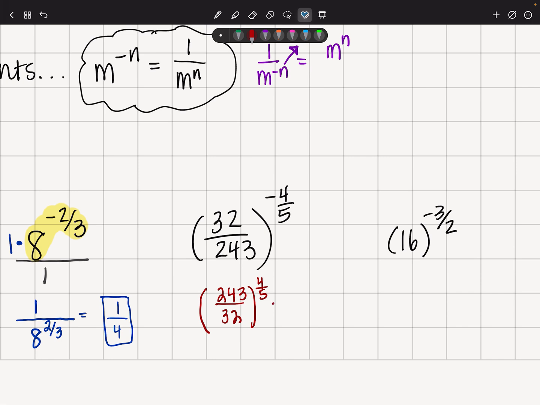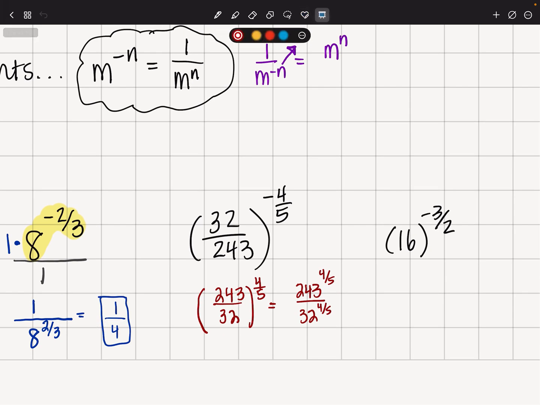That's the same thing as 243 raised to the 4/5 power over 32 raised to the 4/5 power. So the fifth root of 243 is 3. 3 to the 4th is 81. The fifth root of 32 is 2. 2 to the 4th is 16. So that's going to reduce to 81 over 16.